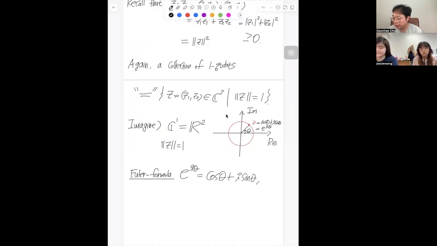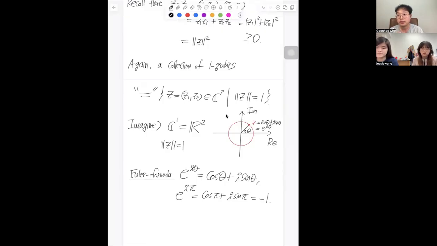In particular, if you plug in, say, pi, then it will give you cosine pi plus i sine pi. What we know is sine pi is 0 and cosine pi is -1. So it gives you the number -1. This is a magical identity in a way that historically, the Euler number e, the imaginary number i, and the number pi are all mysterious numbers in history. They are all related by this Euler formula.